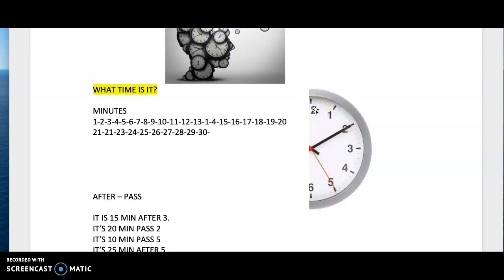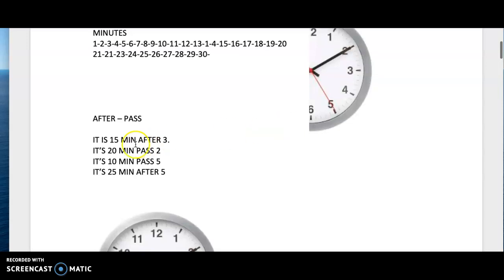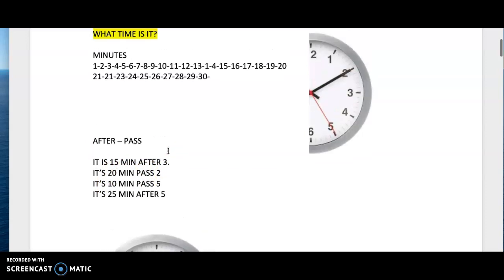I am going to talk about the minutes from 1 to 30 minutes, okay? Because you can say it's 15 minutes after 3. So, son 15 minutos pasadas las 3. Or it's 20 minutes past 2. Son 20 minutos pasadas las 2. Also, remember that you can use after or past. Both are synonyms, okay? Both are correct, okay? So we can use after or past.